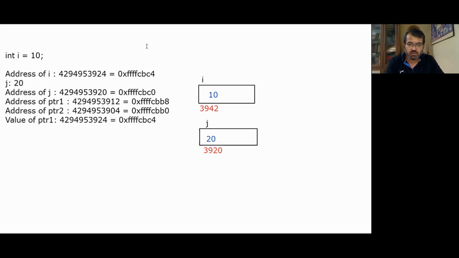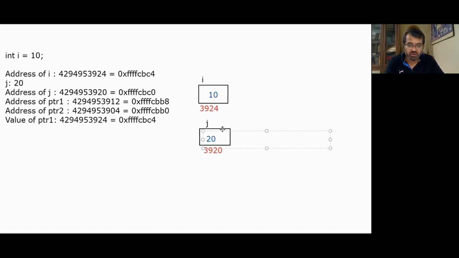I'll just reduce the box so that we'll have some space to draw the other pictures. Assume these are 4 bytes. So this is your variable I spread across 4 bytes, and this is variable J spread across 4 bytes. I copied the wrong address. The address of I is not 42, it's 3924. So 24, 25, 26, 27 are these 4 bytes, and this is 20, 21, 22, 23, which is J.